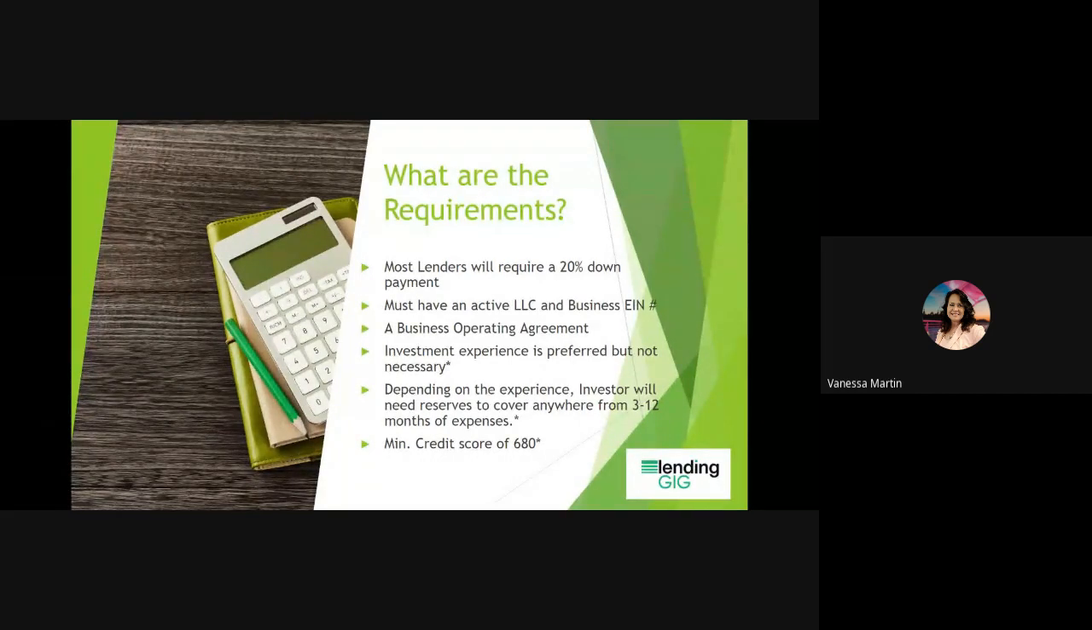And what we mean by reserves is that you have to have 3 to 6 months of expenses to be able to cover that debt coverage in case of an emergency. And the reserves can come from anywhere. It can be a 401k, it can be an IRA, it can be some kind of market account that you have, as long as you have availability to it and the lender is able to source that money, be able to find out where it came from. It can come from pretty much anywhere.